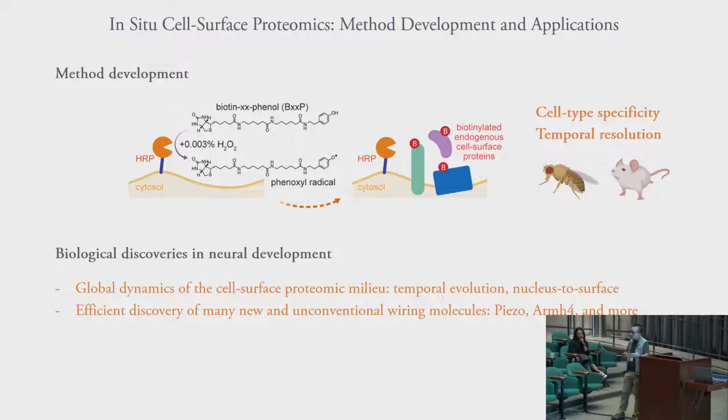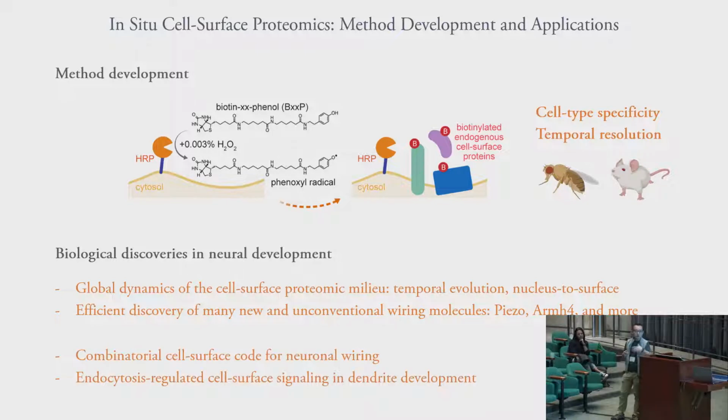Combining the profiling with our in vivo functional studies, we observed the combinatorial cell surface codes for neuronal wiring and the endocytosis-regulated cell surface signaling in dendrite arborization.